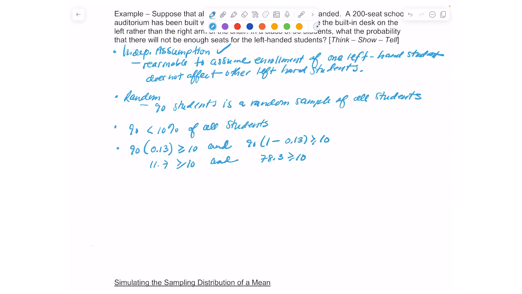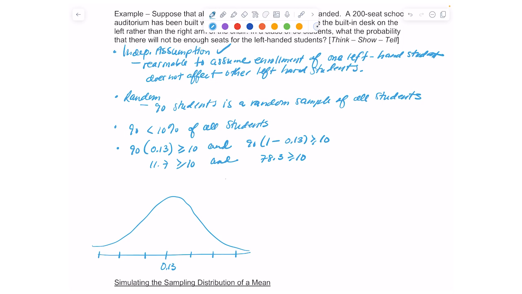So let's draw the normal model. And let's think about what we need. I know that p is going to go in the center, so that's 0.13. Okay, I need to know how to label all these. And I'm going to go 3 standard deviations in either direction.